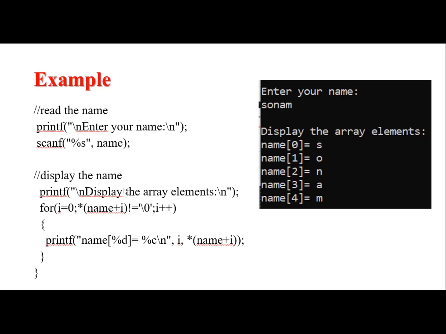If I want to display one by one, to see each individual character, for i is equal to 0, until the value at this address is equal to null, printf, name of 0 is percentage c, that is star name plus i. So I have S-O-N-A-M and then the next one is null, so it will stop at null. That's how we can use the pointer by dynamically allocating the memory.